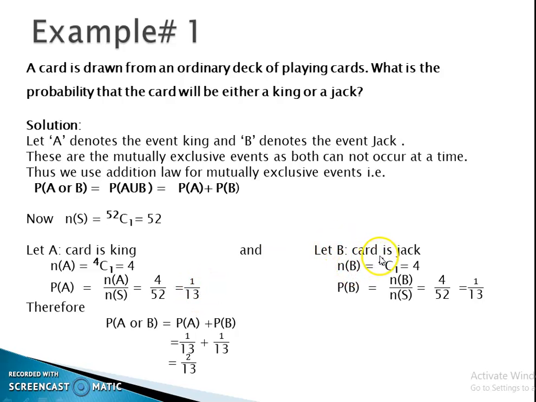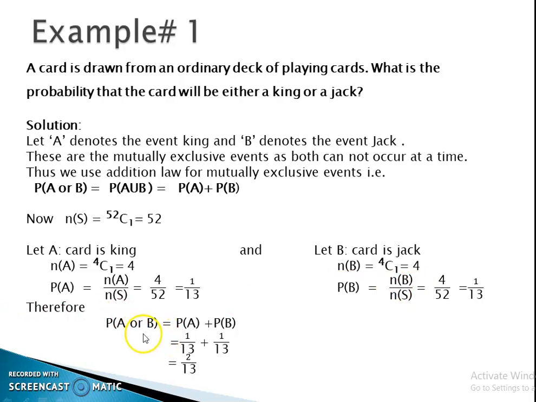Since B denotes the card as jack, favorable cases to B are 4C1, because there are 4 jacks in 52 playing cards. Any one of the jacks can be selected, so 4C1 ways are there which are favorable to the event B. Probability of B is equal to favorable outcomes to the event B divided by total possible outcomes, which is equal to 4 over 52. Simplifying this, we get 1 by 13.